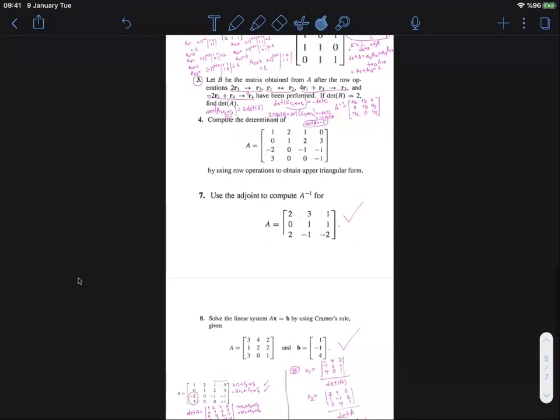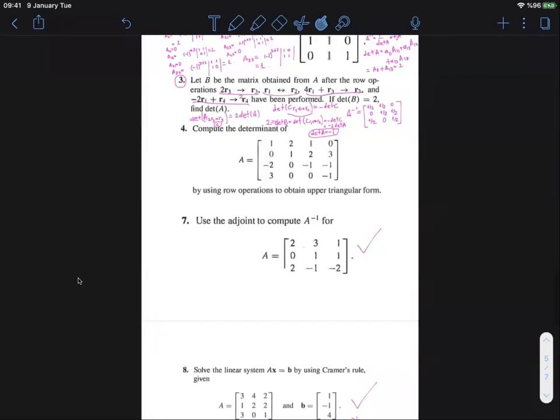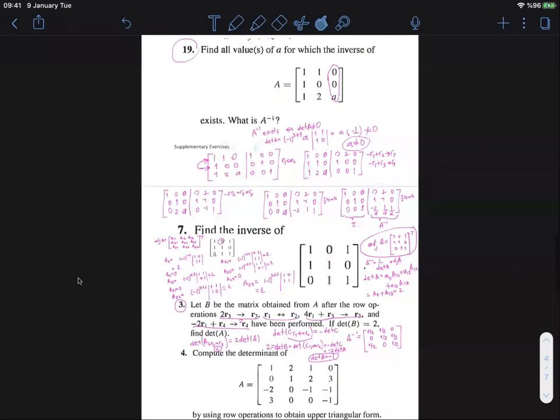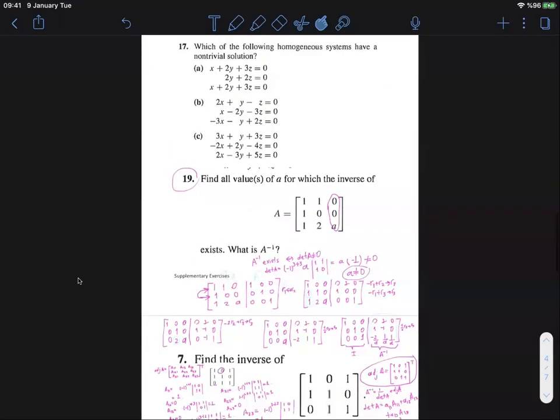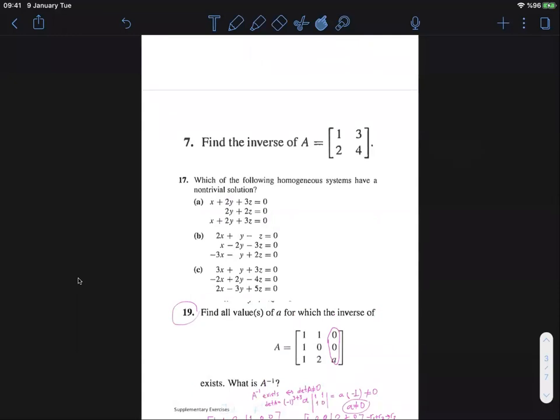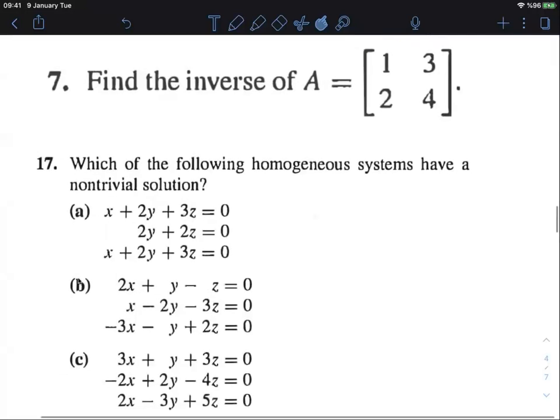Let's see if we skipped any good questions. Compute the determinant by, so we did this one. We don't need to do this one again, right? We did one question about it. Okay, so let's look at these ones.